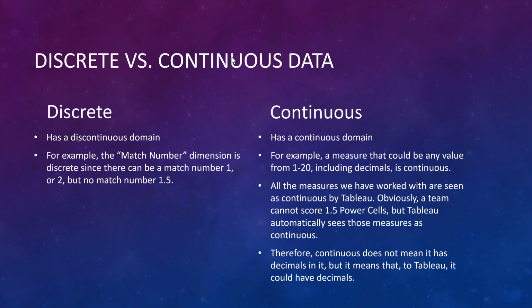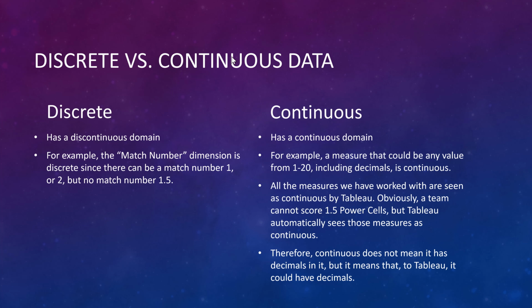So what is discrete and what is continuous data? Discrete data has a discontinuous domain. So, for example, the match number dimension that we've been working with is discrete since there can be a match number 1, a match number 2, a match number 3, a match number 4, but there can't be a match number 1.5 or 2.25. We can only use the whole numbers in that domain and not everything in between, which means that it is discontinuous and discrete.